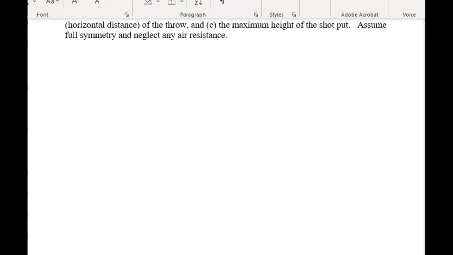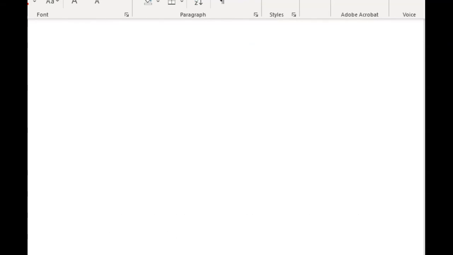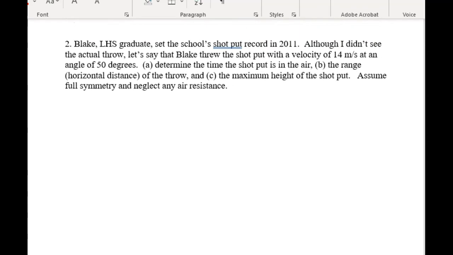Okay, so I've turned the page now. I'm on page 7 of the note packet here. And let's do another type 2 trajectory here. So this is a shot put problem, and this is from Blake, a Lawrence High graduate.